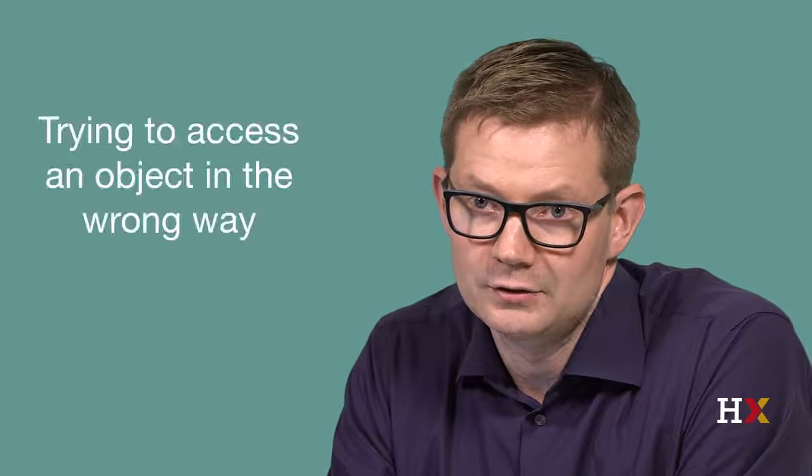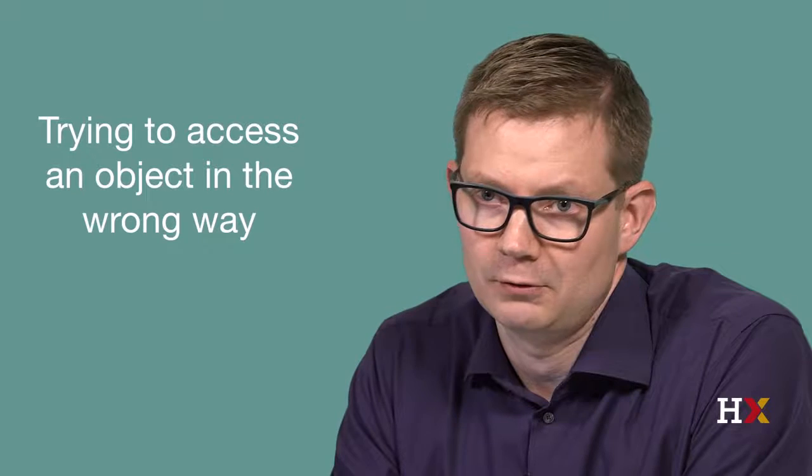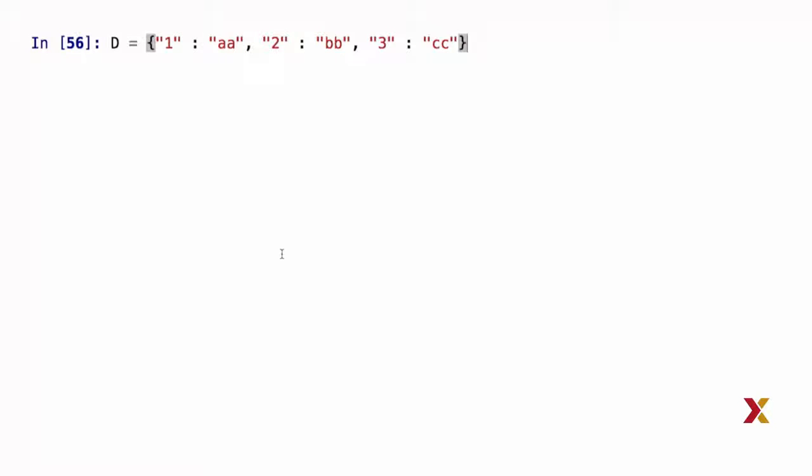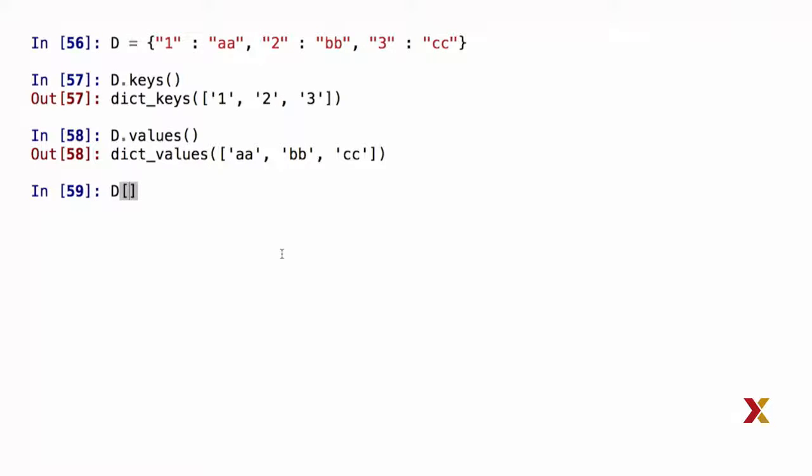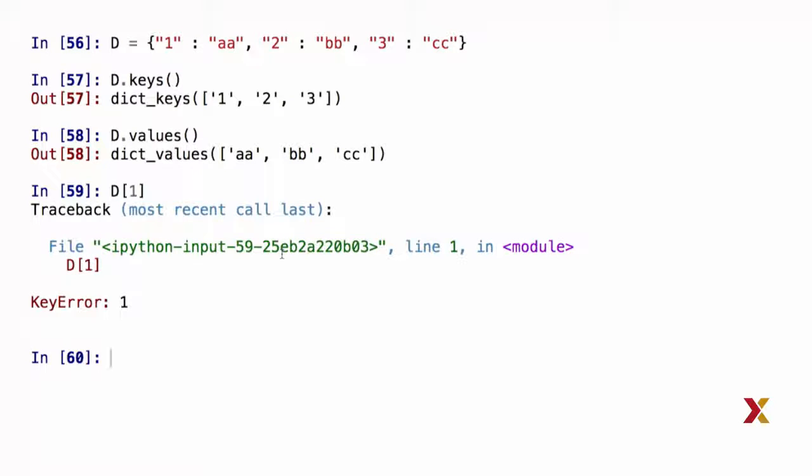Another common error is trying to access an object in a wrong way. In this case, I have built a dictionary. Let's look at the keys of my dictionary. They appear to be numbers 1, 2, 3, and the values in the dictionary are letters AA, BB, and CC. I might be tempted to do a dictionary lookup like this, D followed by square brackets, and I might just put in number 1. Python is giving me a very short error message, key error 1.